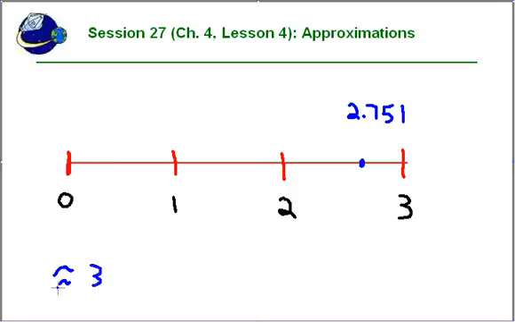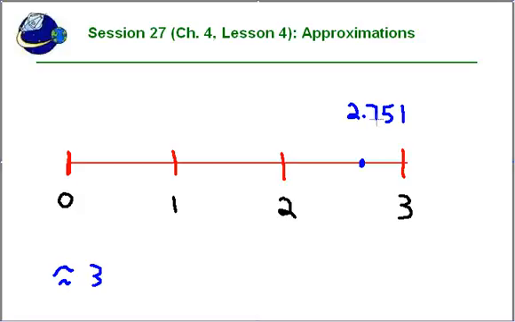And this double squiggly line here means approximately equal to. So to the nearest whole number, to the nearest integer, 2.751 is approximately equal to 3. Well, now that we've done that, let's go ahead and approximate it to a different place this time. This time, let's choose the tenths place. I want you to approximate this number, 2.751, to the first place to the right of the decimal point. In other words, to the nearest tenth.